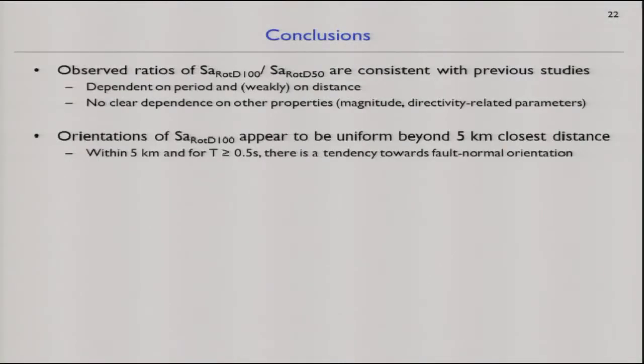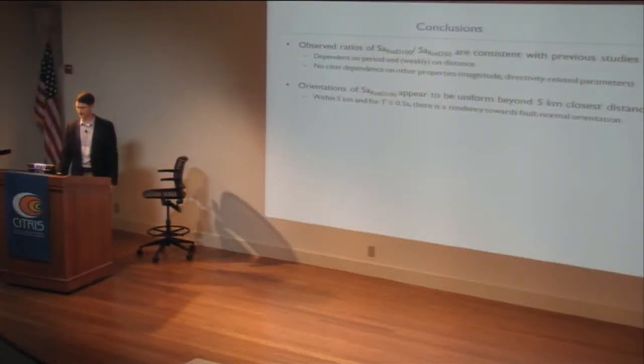OK, so to wrap up, I first showed you geometric mean ratios of RotD100 over RotD50 values. They're generally consistent with previous studies, with the distinction being that our denominator is RotD50 instead of RotI50. So especially at long periods, there's a difference of a few percent to 5%. But once we account for that difference using Dave Boore's predictions, we see consistency with those previous models. So we've provided ratios in this format, but there's nothing really surprising there. Those ratios are clearly period dependent, so we provided period dependent ratios. They're weakly distance dependent, and so we've provided an option for that distance dependence if it's of great interest to somebody. There was no clear dependence on other properties that we've seen so far.